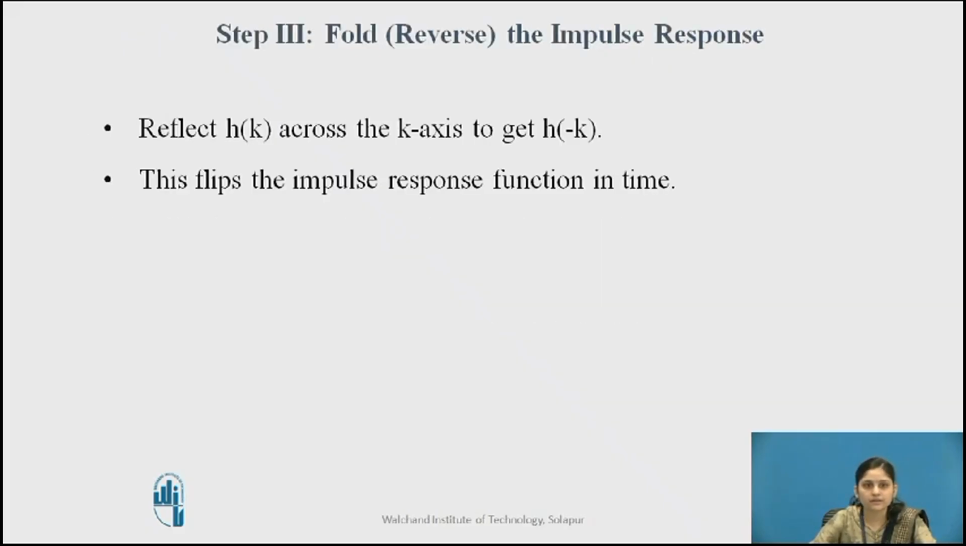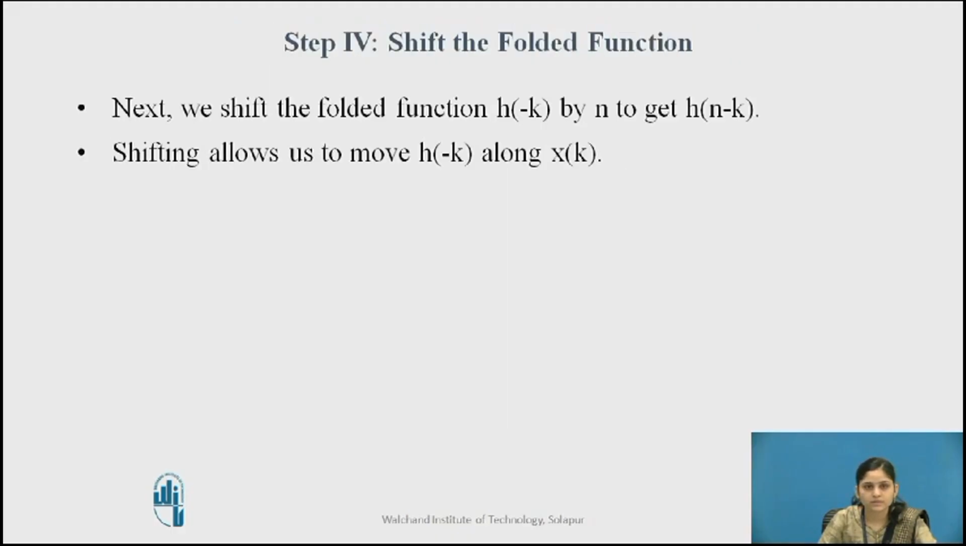Now let us define the third step, which is that we have to fold or reverse the impulse response. We have to reflect h of k across the k axis to get the value of h of minus k. This flips the impulse response function in time. Step number 4 is we have to shift the folded function. Next we have to shift the folded function h of minus k by n to get the value of h of n minus k. This shifting allows us to move h of n minus k along the x of k axis.